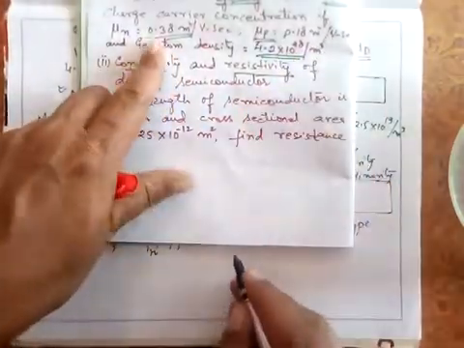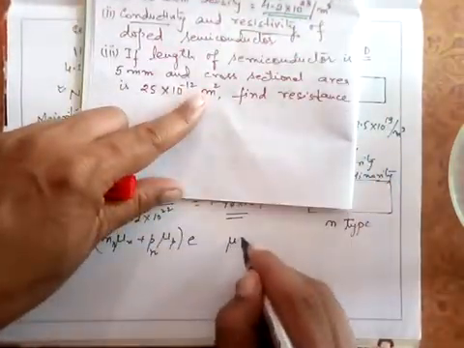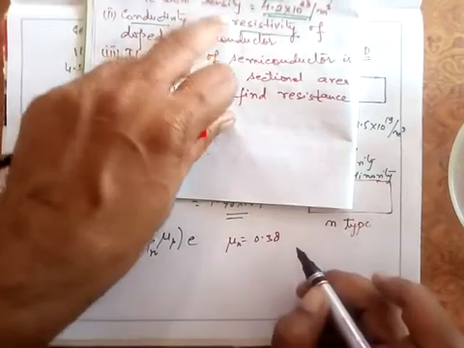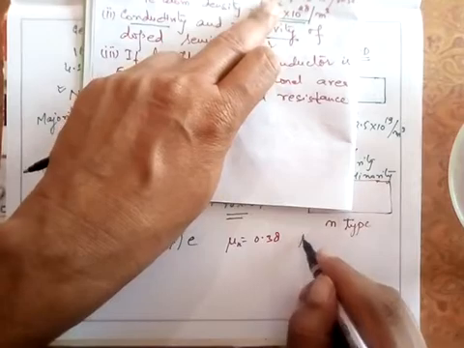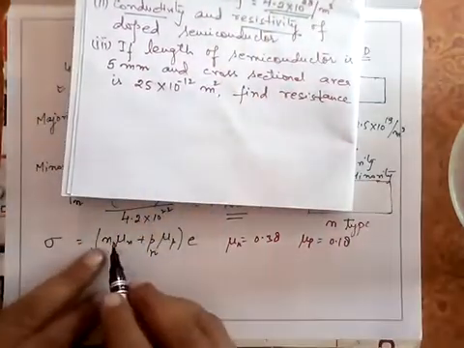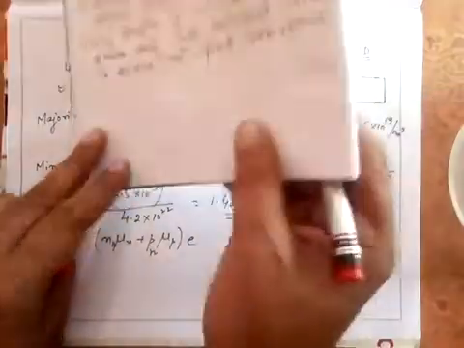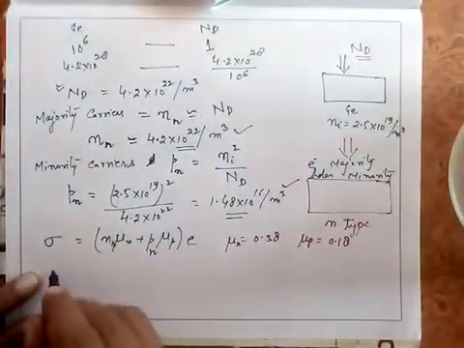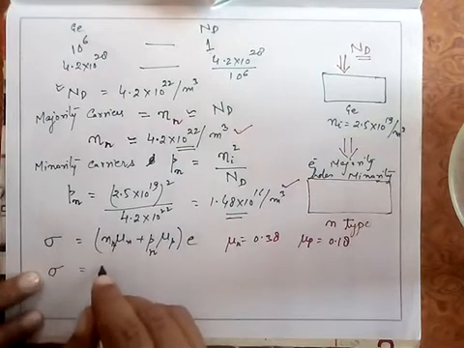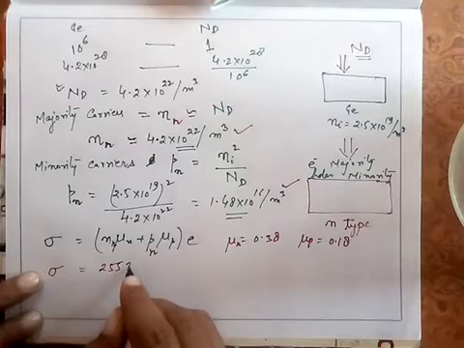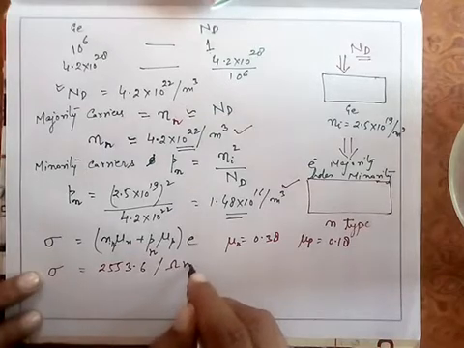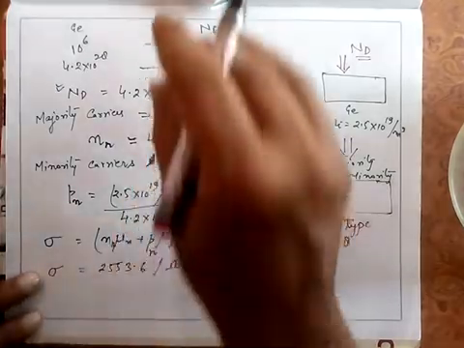Mu n and mu p are given to you in the problem. Mu n is 0.38 meter square per volt second, and mu p is 0.18. Simply substitute these values and you will get the value of sigma. I am just writing the final answer. I want you to cross check it. Sigma is equal to 2553.6 per ohm per meter. I hope this is clear.